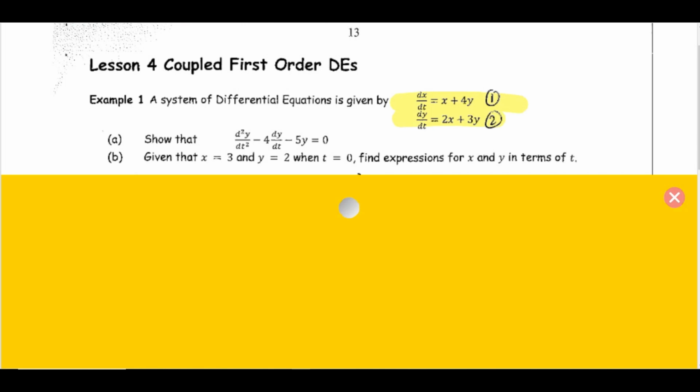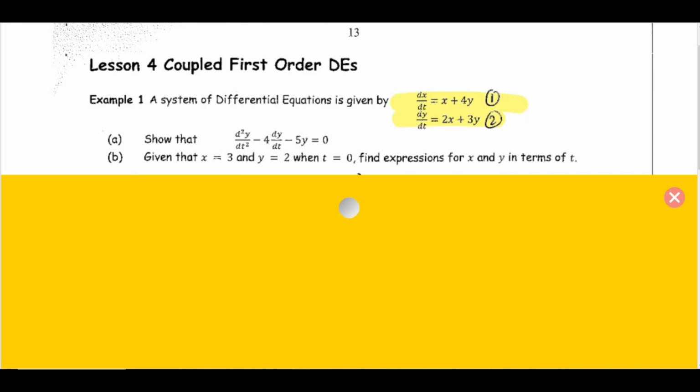So these should be viewed in the following way. x and y are variables which are both functions of t. We can think of t as being time. The rate of change of x is dependent upon the values of x and y according to the first differential equation, dx by dt is x plus 4y. And the rate of change of y is dependent upon the values of x and y depending on the second differential equation, dy by dt is 2x plus 3y.